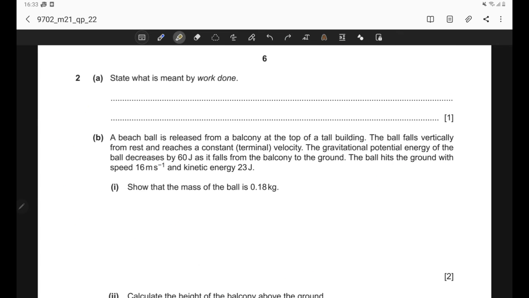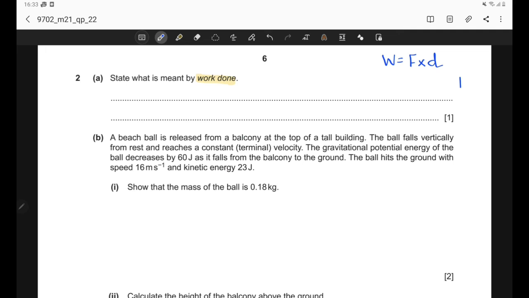Part A, state what is meant by work done. In order to write what is meant by work done, we can look at the equation of work done. Work done is force times distance or displacement in the direction of the force.